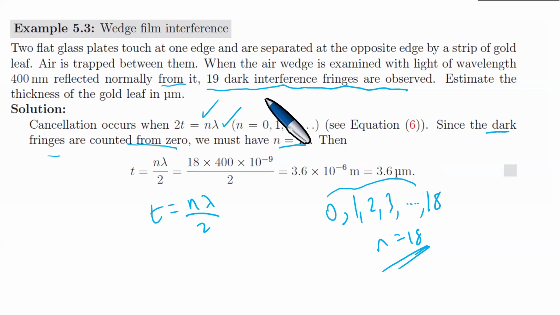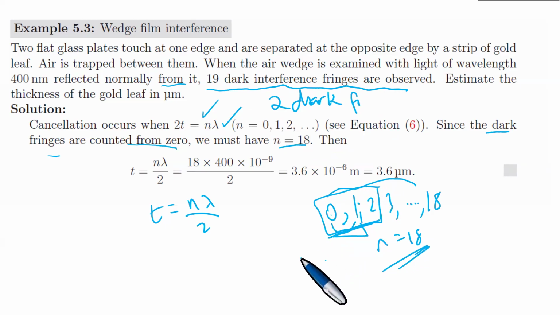Well, essentially it is the dark fringes that are counted from 0, not necessarily bright fringes. But at this point, to make it easy, what is n if you could count 2 dark fringes? Let's make it easy: 2 dark interference fringes would mean 0, 1, because you count the dark fringes from 0. So if you count 0, 1, what is n? n is only 1 if you count 2 of them, because you count 0 and this one. So n is 1. If there are 3 dark fringes, then n is 2.